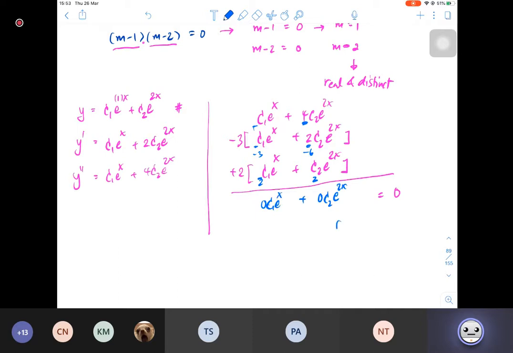So the left-hand side is equal to the right-hand side. It means that this is your solution, and it's the general solution, by the way.